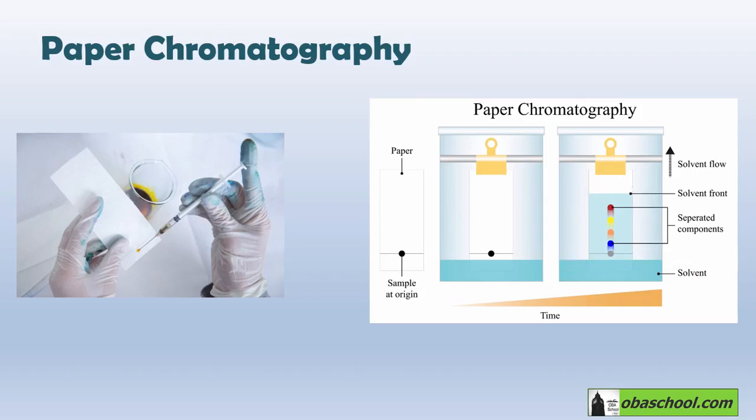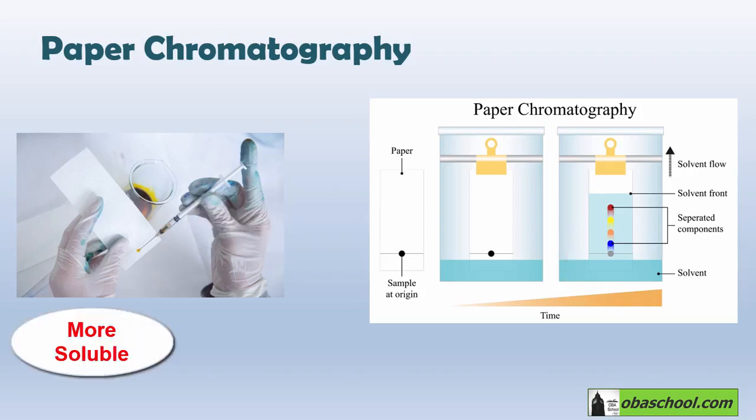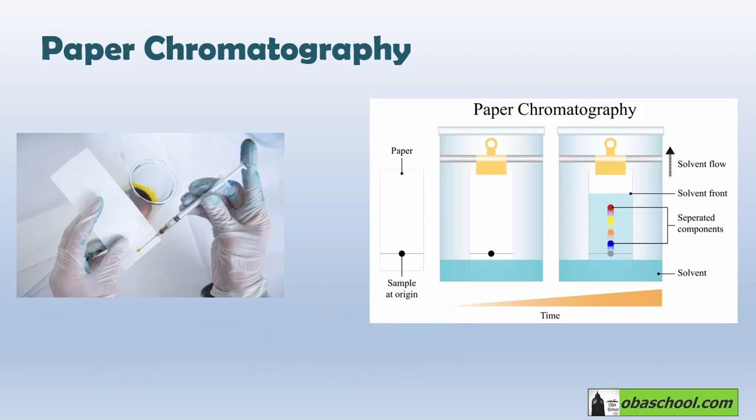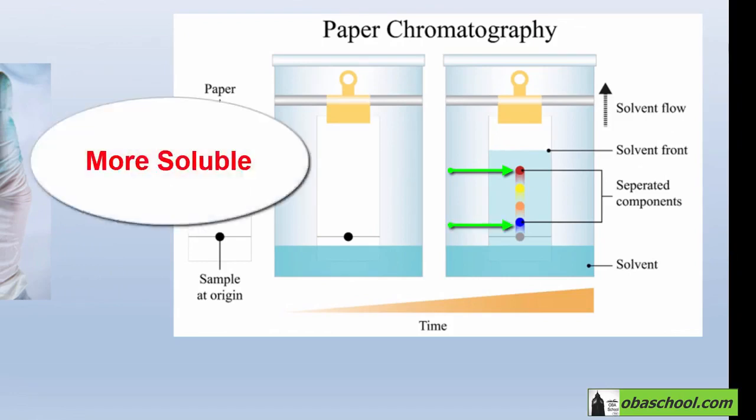The relative solubility of the components making up the mixture in the solvent will determine how far they travel up the paper. In other words, the more soluble a substance is in the solvent, the further up in the paper it will be carried. And to maximize separation, different solvents can be used. So if you take a look here, you will find that this spot has traveled up more than the blue one, which means that it is more soluble in this solvent.